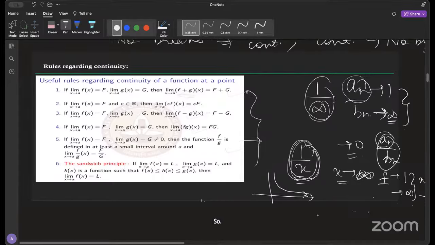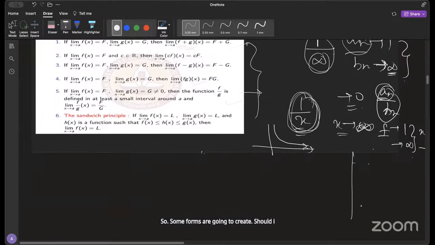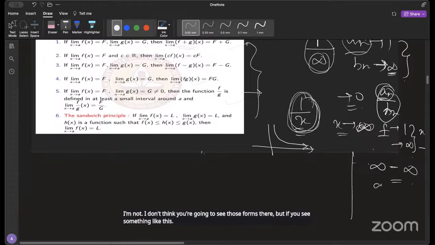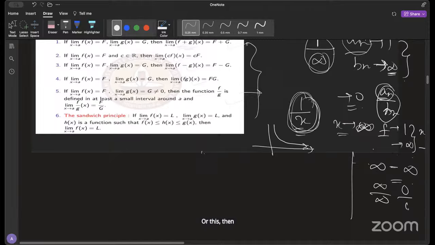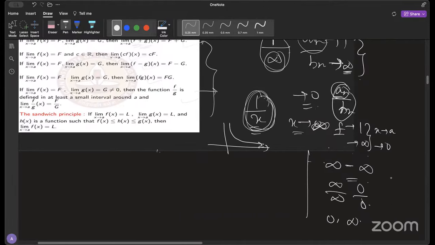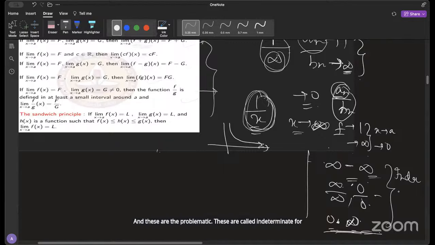Some forms are going to create a problem. Should I just write those forms here? I don't think you're going to see those forms there, but if you see something like this or this, then it's a problem. These are the forms that you can find. This is 0 into infinity. So if one limit is 0, other is infinity, that's a problem. If you see something like this, or this, then these are the problematic ones. These are called indeterminate forms.